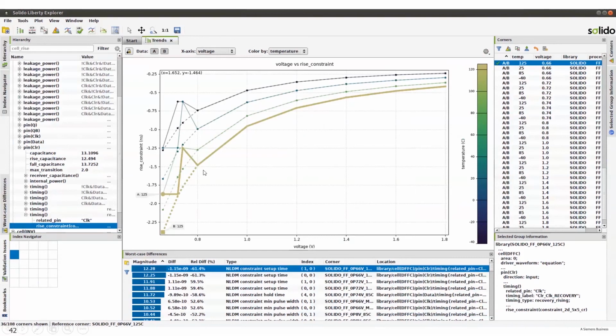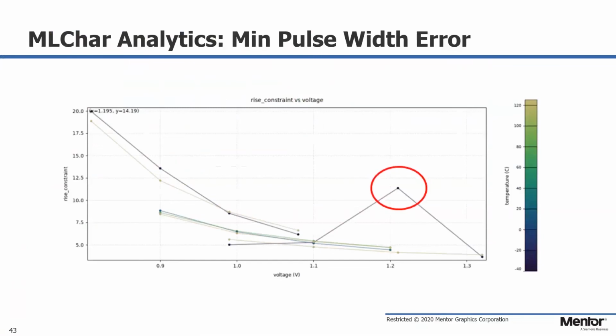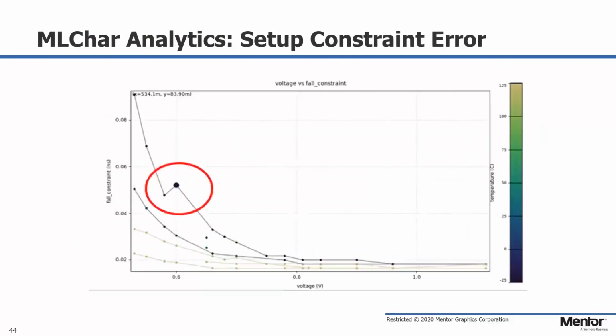First of all, you can see it really, really easily. You can find thousands of new problems you couldn't find before. And this is really effective. If we look at what it's done, this is all adapted from real production libraries that were fully verified. It finds errors in pulse width, errors in setup constraints. These are supposed to be nice, smooth lines, and you see these jagged things. These are errors in characterization.